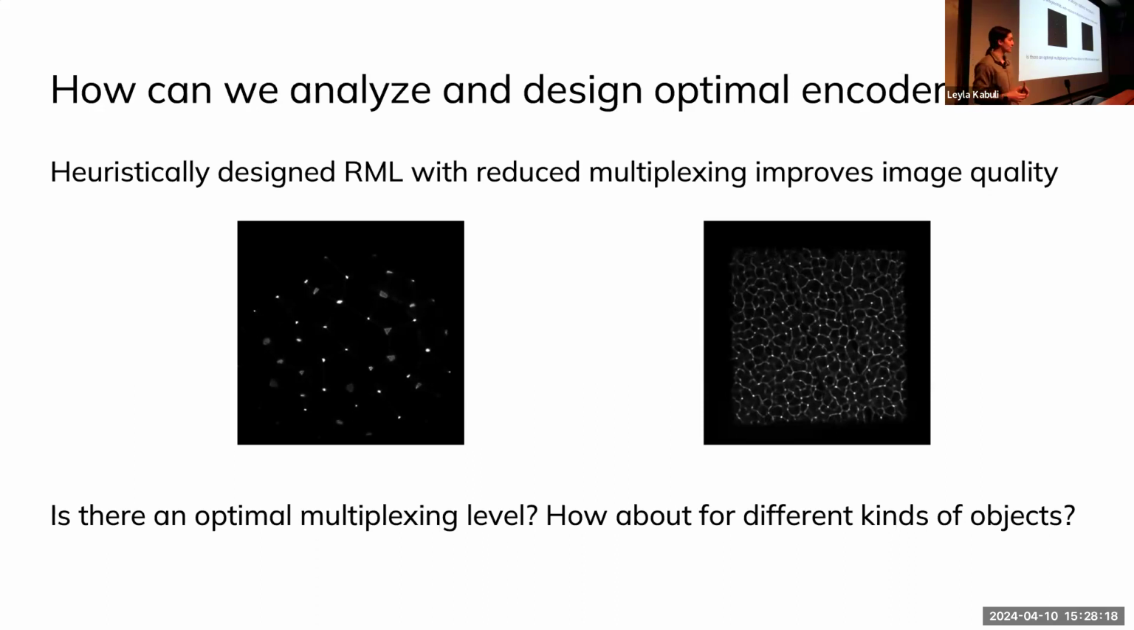So I'd like to show how we can study the effect of objects and different encoders with different multiplexing levels, and to see if this might change depending on the imaging setting that I'm in. If I have a way of analyzing this, I can have a better way in the future of designing these systems to maximize my performance.